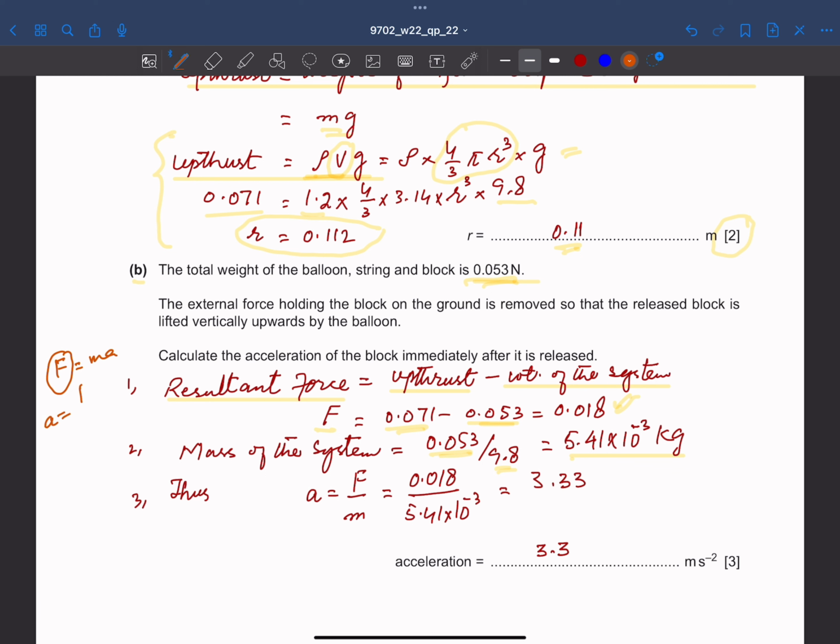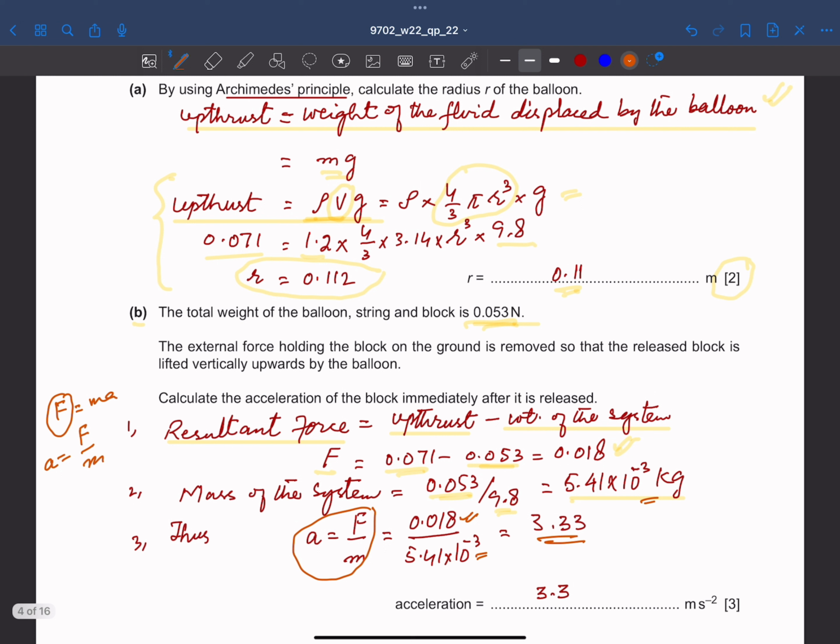So a is nothing but equal to F over m. You are using this equation here, and both of these values you have already calculated: 0.018, and over here you have 5.4 into 10 to the power minus 3. So the calculation will give you 3.33. I hope it's simple, but remember one thing, that as you have 3 marks here, you better use all these 3 steps.